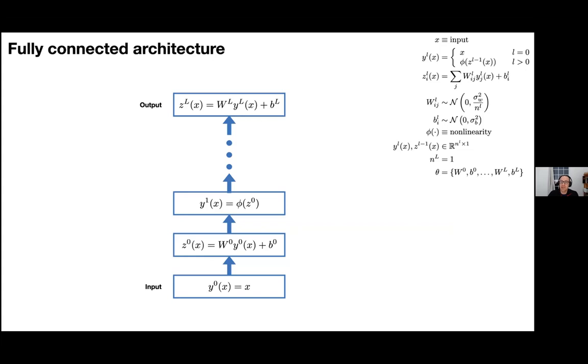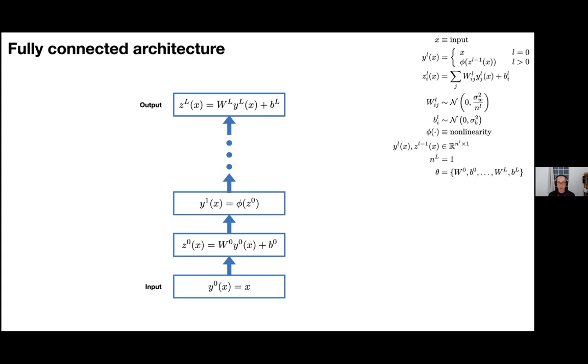So first, let's set up a system. For simplicity, we're going to consider just a fully connected feedforward architecture. This architecture has inputs y0, pre-activations zl, and activations yl at layer l. The pre-activations are an affine transformation of the preceding activations with weights WL and biases BL. And both the weights and biases are initialized by draws from a Gaussian, as you can see in the little set of equations on the right-hand side, with variance sigma squared W over width for the weights and variance sigma squared B for the bias.